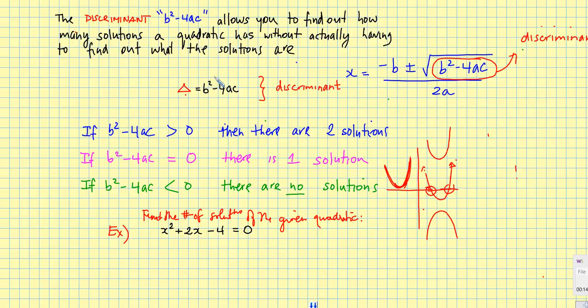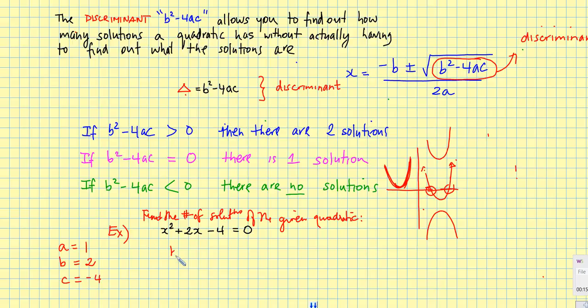Now, if I have this question here, find the number of solutions of the given quadratic, x squared plus 2x minus 4, understand that I am not looking for what the x-intercepts are. I am just asking you how many solutions there are. So all I'm asking you to do is take a is equal to 1, b is equal to 2, and c is equal to negative 4.